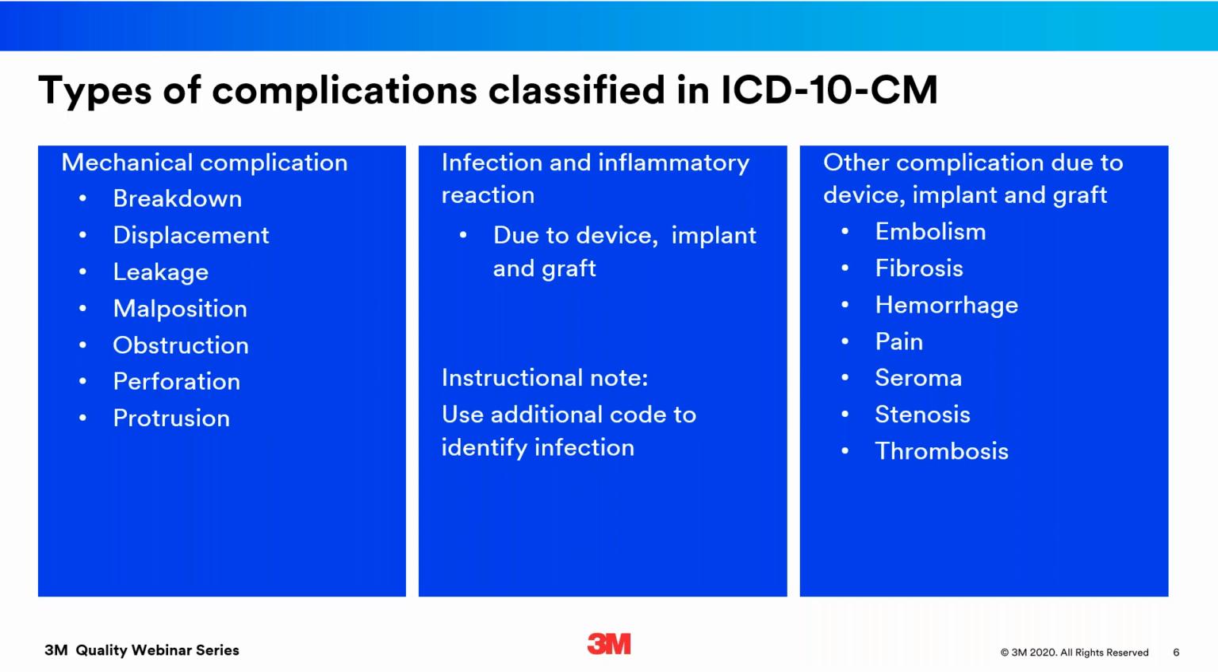And then also, what other types of body's reaction to the device? It could be that an embolism or a thrombosis is related to the device. And so those are different types of codes that are available.